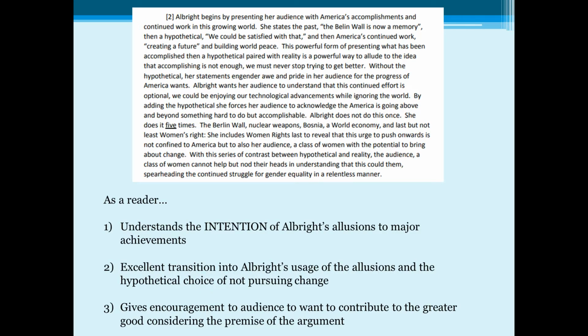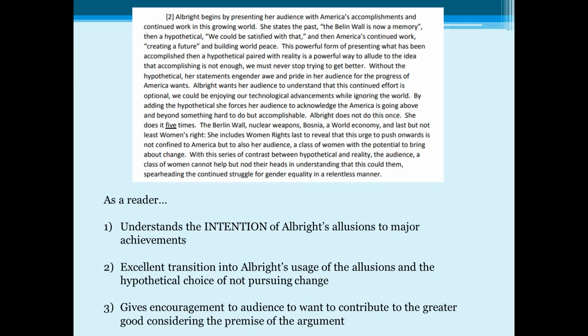Because I can't really pinpoint right now because my cursor doesn't show up, but it's more towards the end of this paragraph where the student writes, Albright does not do this once. She does it underlying 5 times. The Berlin Wall, nuclear weapon, Bosnia, a world economy, and last but not least, women's rights. She includes women's rights last to reveal that this urge to push onwards is not confined to America, but to also her audience, a class of women with the potential to bring about change.